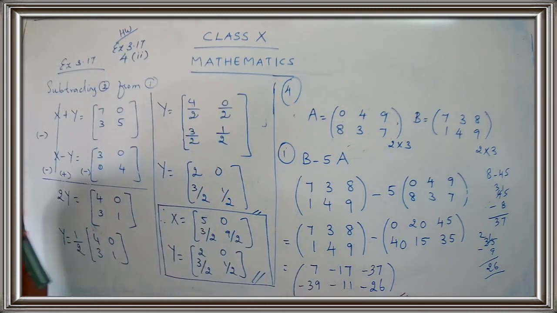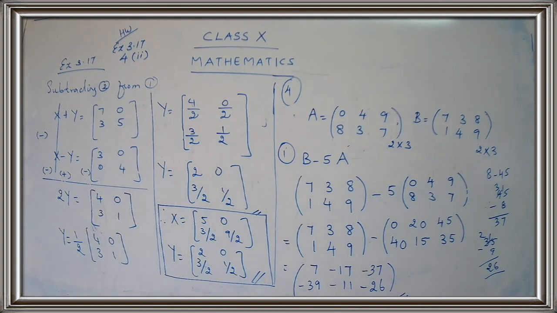So the answer is 7, minus 17, minus 37, minus 39, minus 11, minus 26. So we have found the first subpart of question number 4. Similarly, you are going to complete your second subpart. I hope you can do the sum, yes children? Okay, good. Now let us go for sum number 5. Take down question number 5.